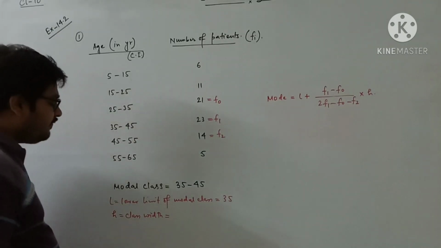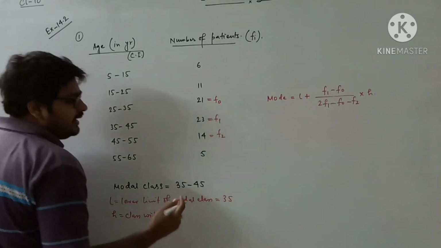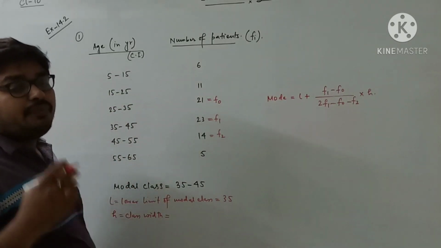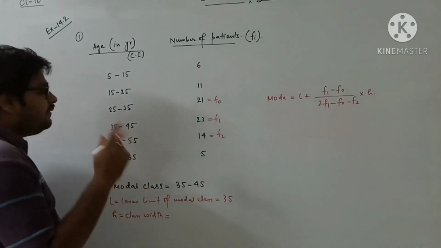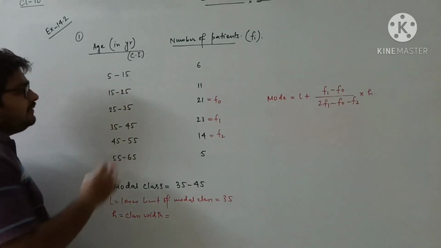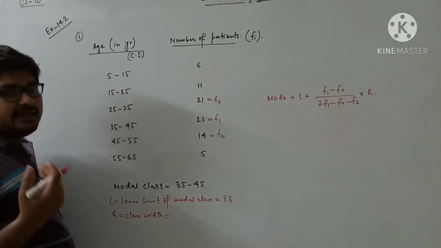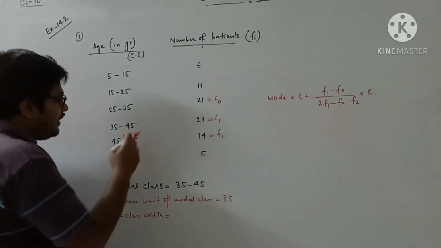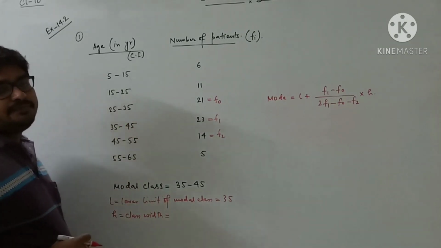What is the formula to find the class width? Any class you take, do upper limit minus lower limit. But which one is the modal class? Here, everywhere the class interval length is the same, so you will get the same class width. But it is better to remember that you have to take the modal class width.